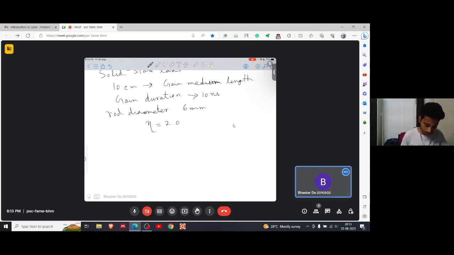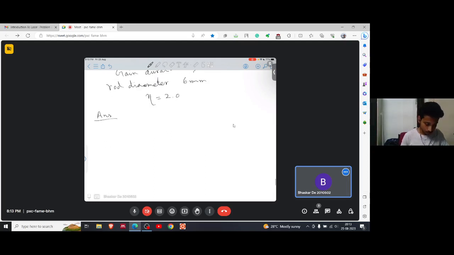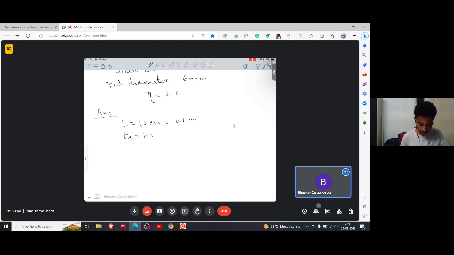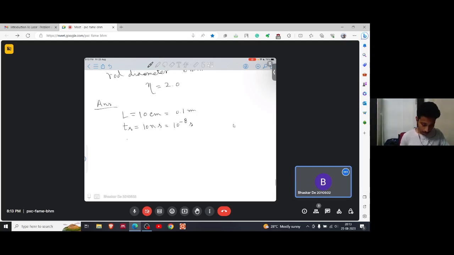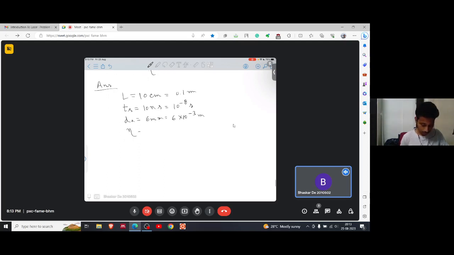So let's just use the solid state laser L equal to 10 centimeter or 0.1 meter. The small signal gain duration is 10 nanosecond, which is 10 to the minus 8 second basically. The diameter d equal to 6 mm, is 6 into 10 to the minus 3 meter. Then eta equal to 2.